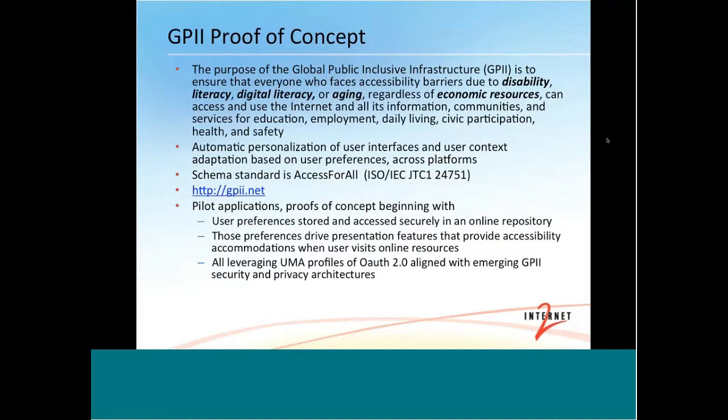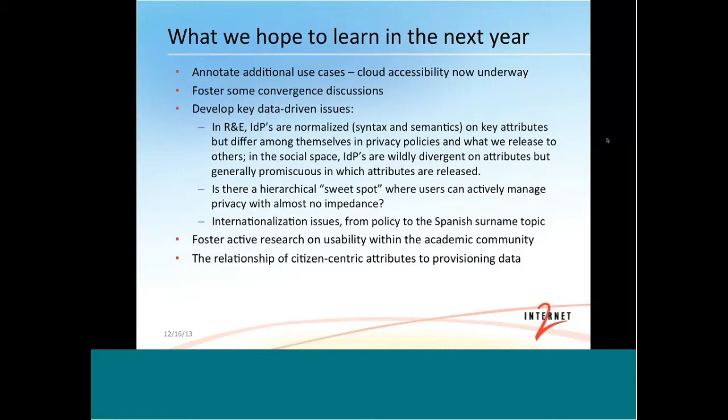Here's a bit of what we're hoping to learn in the next year in our pilot. I do want to talk about the distinctions between the social and RNE IDPs in just a second. One of the things we're trying to do is find that hierarchical sweet spot, because it's not clear that most users want to manage their privacy as actively as our tools will enable. So there's going to be a lot in getting the defaults right so that users don't have to do this, and that's going to be a part of our testing over the next year. And then internationalization issues always come into this. Let me step out of the slide deck just for a second to go over to the report.